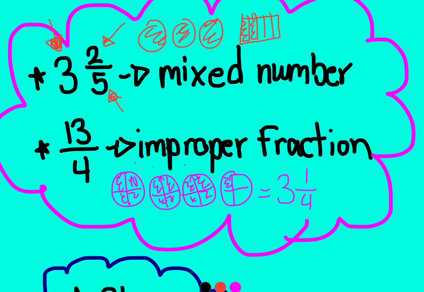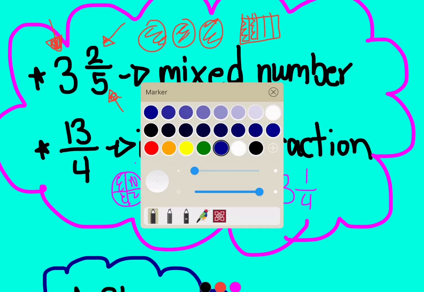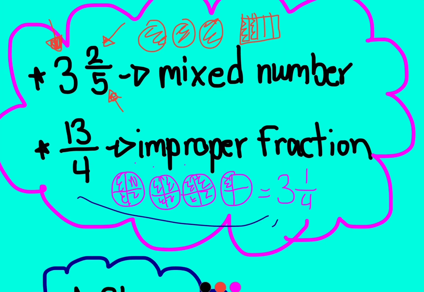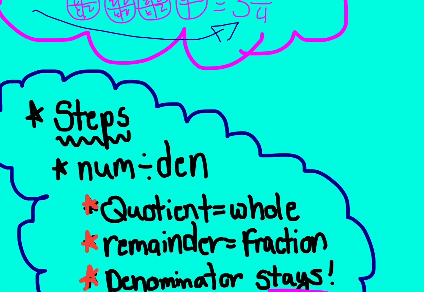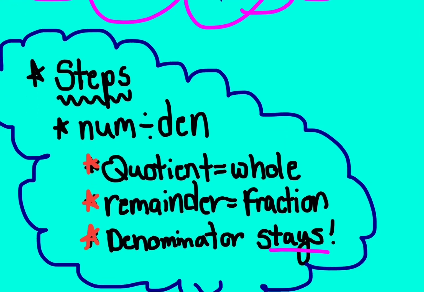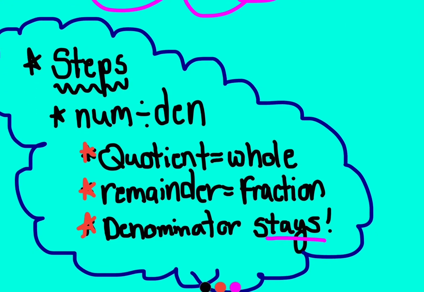but how can I figure out how to go from an improper fraction to a mixed number without having to do the visuals? If you follow these steps, divide your numerator by your denominator, and then look at these to tell you what to do with each number, that is how you do it. So let's apply this.